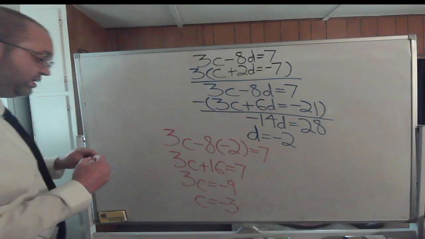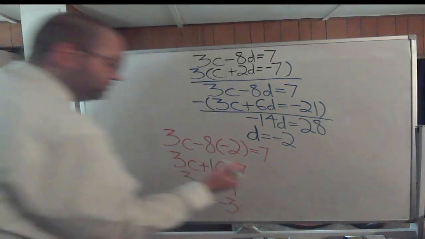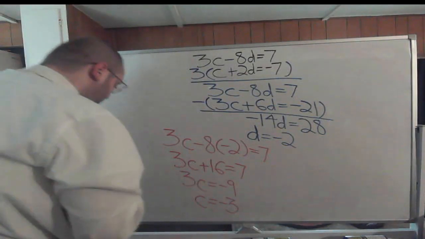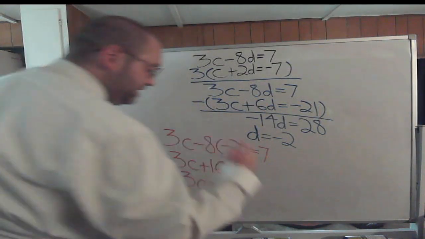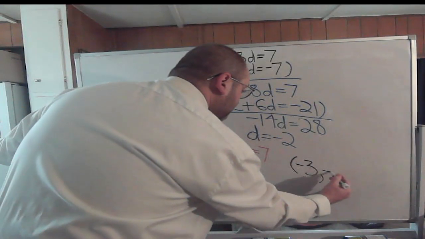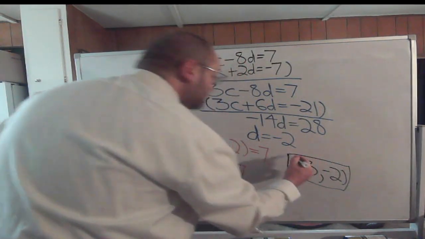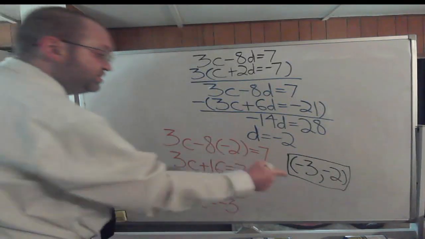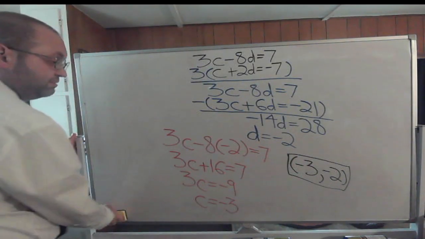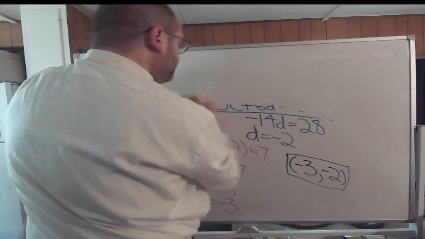So the c coordinate for the solution is negative 3, the d coordinate's negative 2. Therefore, the ordered pair that would be your solution would be negative 3, negative 2. So negative 3, negative 2 would be your solution to this system of equations. And I got plenty more where that came from.